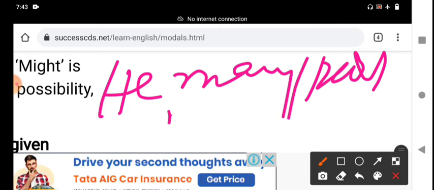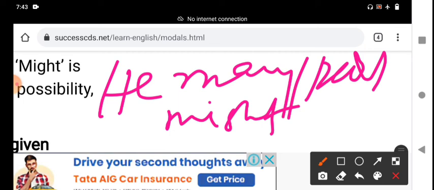In place of may, we can write might, both. He might pass. He may pass. For example, one of the students expressed it this way: he may to pass, he might to pass, he may to go, he might to go. It is a wrong usage. I will explain that.